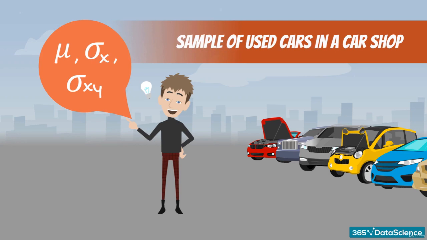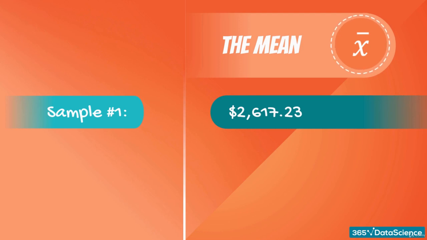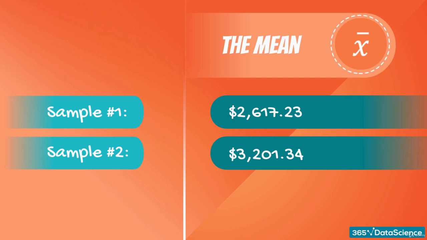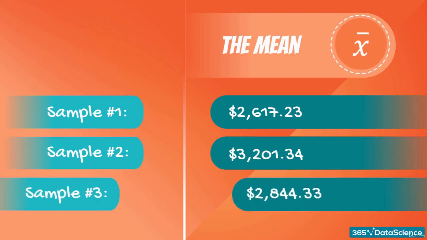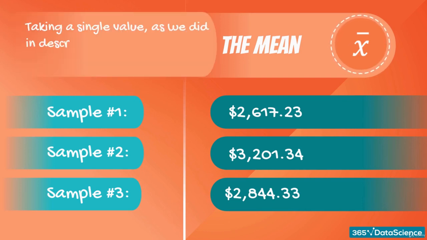Let's draw a sample out of that data. The mean is $2,617.23. Now, a problem arises from the fact that if I take another sample, I may get a completely different mean, $3,201.34. Then a third with a mean of $2,844.33. As you can see, the sample mean depends on the incumbents of the sample itself, so taking a single value, as we did in descriptive statistics, is definitely suboptimal.